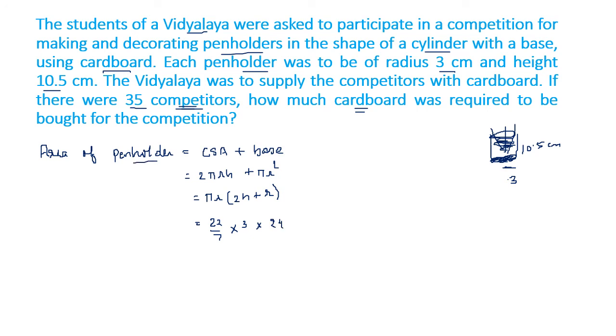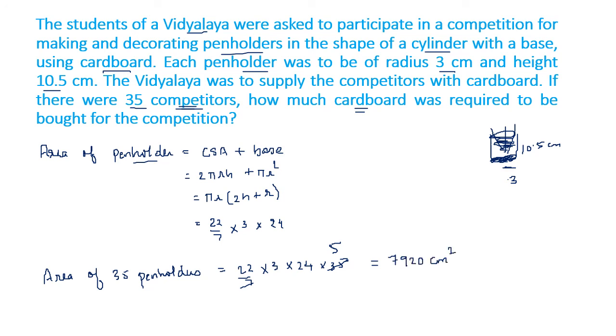But there are 35 competitors, so we will need the area of 35 pen holders. The cardboard to be provided without any wastage is 22 by 7 into 3 into 24 into 35. 7 fives are 35. So let's do the multiplication and get the answer. The answer is 7920 centimeter square. This is the total cardboard to be provided by the school for the competition.